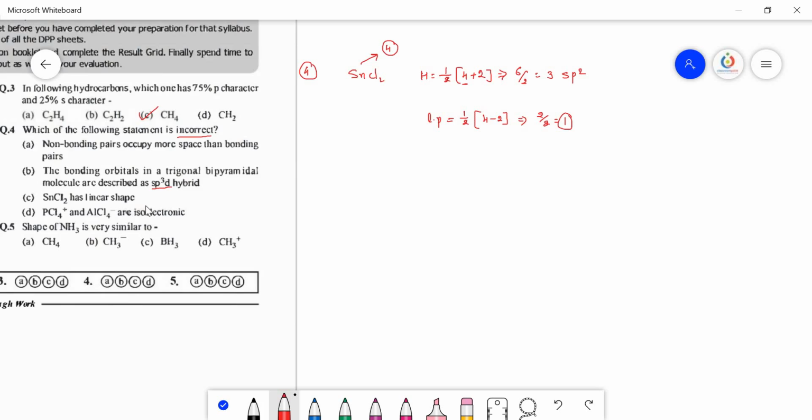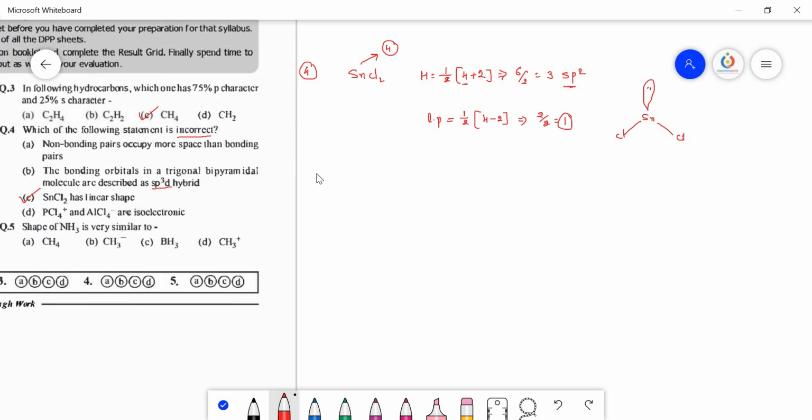Whenever one lone pair of electrons is there, that molecule generally will not give the linear shape with this type of hybridization. So SnCl2 having the linear shape is an incorrect statement. Actual SnCl2 has a shape like this, and one lone pair of electrons occupies this space. These are 3 hybrid orbitals, in which 2 positions are occupied by the chlorine atoms and 1 position is occupied by the lone pair of electrons.